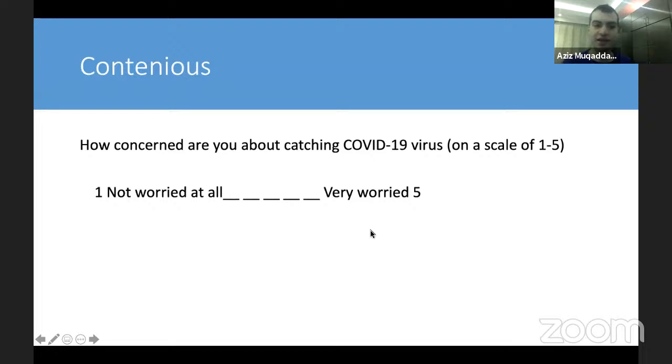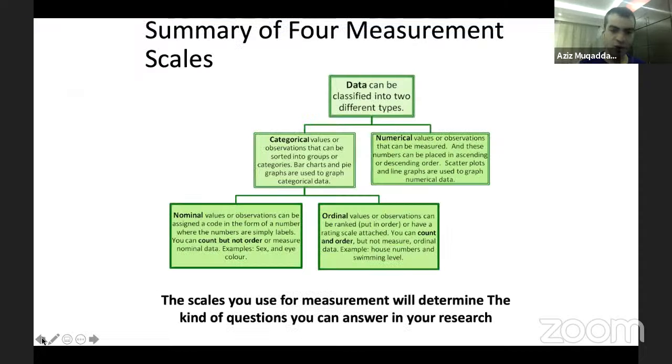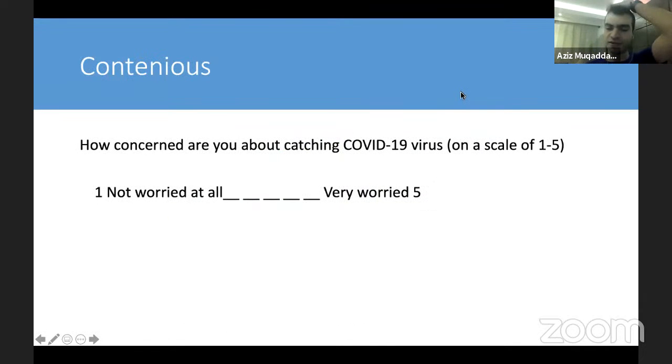Here's a continuous scale. So how concerned are you about catching COVID-19 virus on a scale of 1 to 5, 1 being not worried at all, and 5 being very worried, right? Why do you think this is continuous and not ordinal?